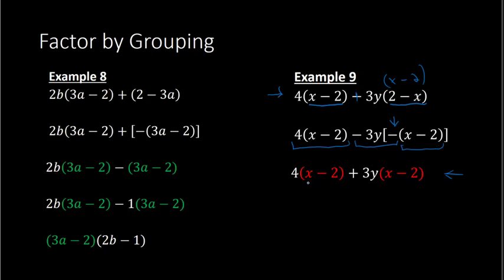So at this point, we see that they do both have an x minus 2 in common. So I can factor that out. And then what's left over is going to be the 4 plus 3y. So my factored form is x minus 2 times 4 plus 3y. Let's do one more example like that. Here we have x times y minus 1, then minus 2 times 1 minus y.